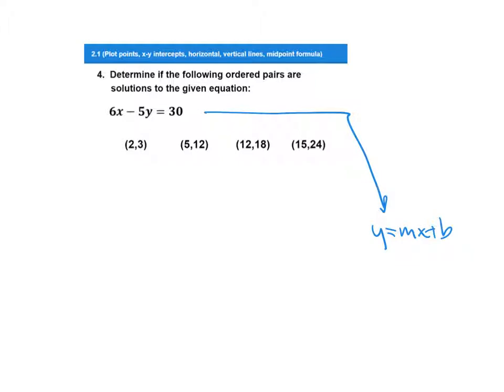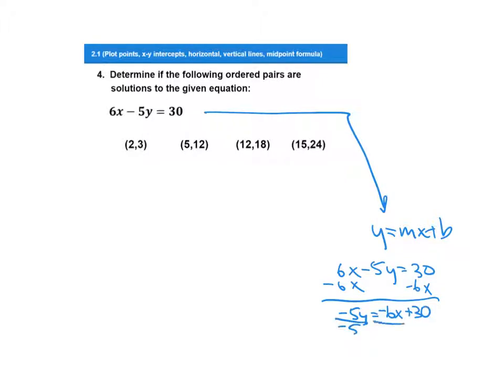So here's one method that we did in class, and that is taking it from standard to slope-intercept. So I'm going to subtract 6x. And that's going to give me negative 5y is equal to negative 6x plus 30. And then I'm going to divide both sides by negative 5. And so y is equal to 6/5 x minus 6. That would be an equation that we could put into the graphing calculator.